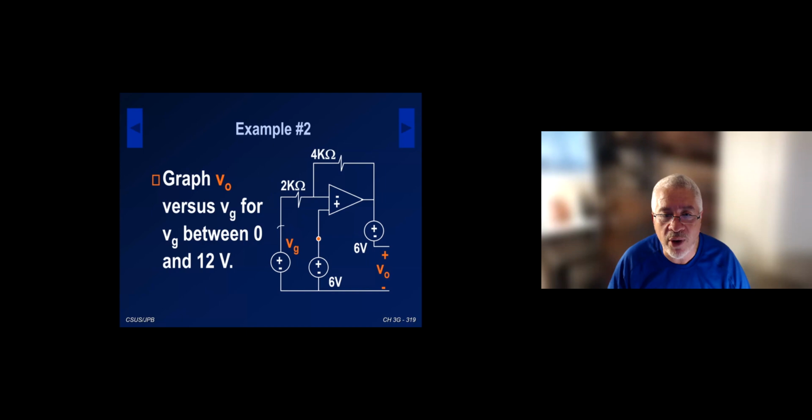So I'm going to have a node here. I'm going to put my reference node right here. I'm going to have a super node that has both voltage sources combined because they share that common node. So this node is going to be 6 volts here.